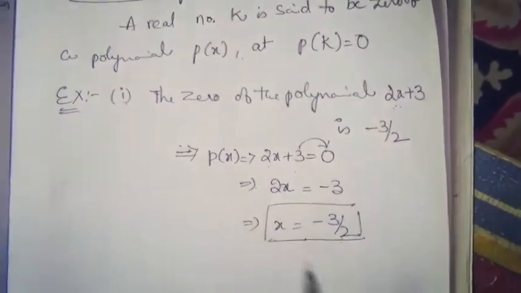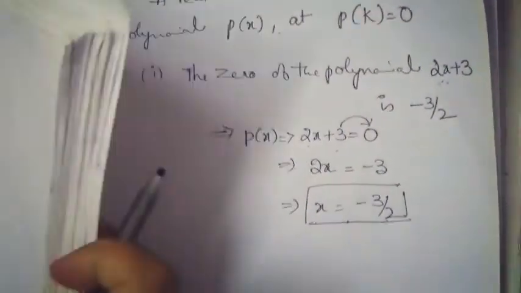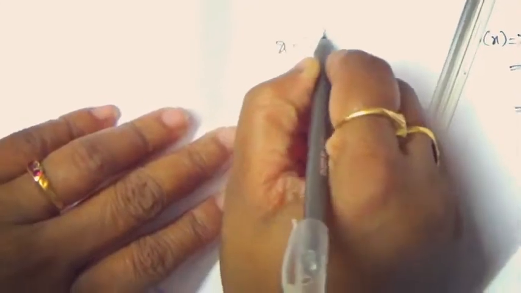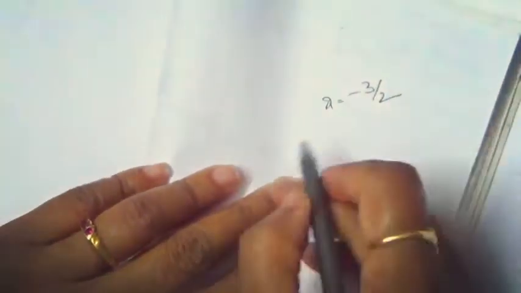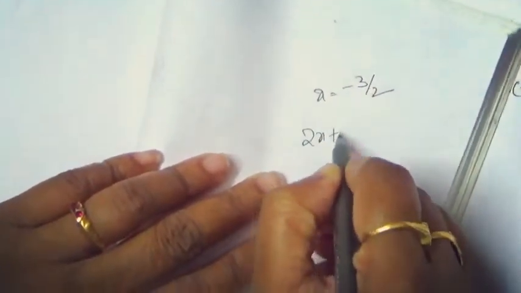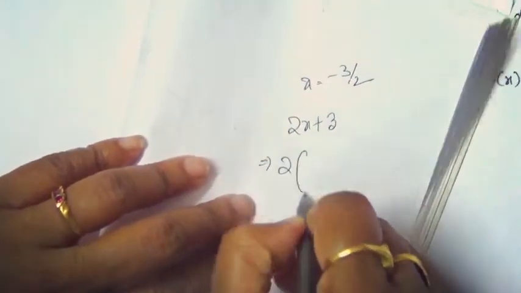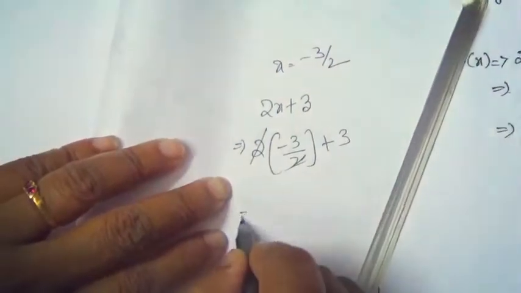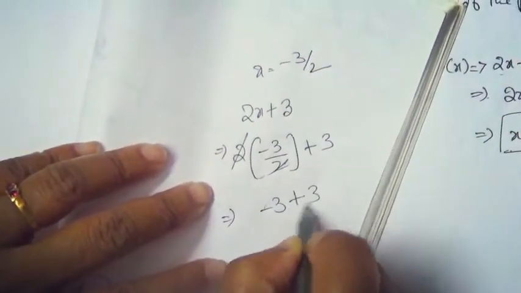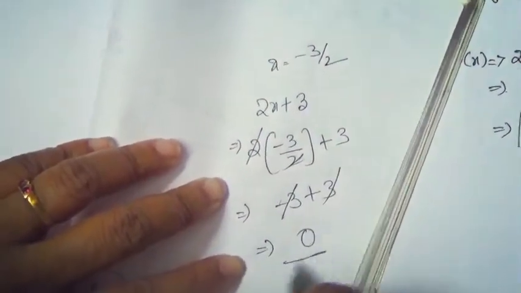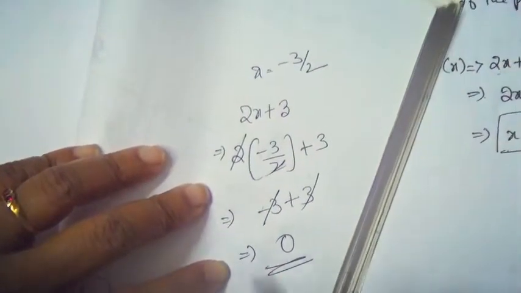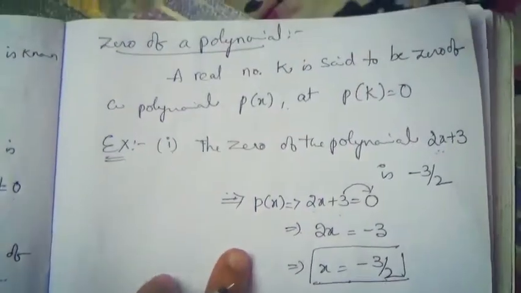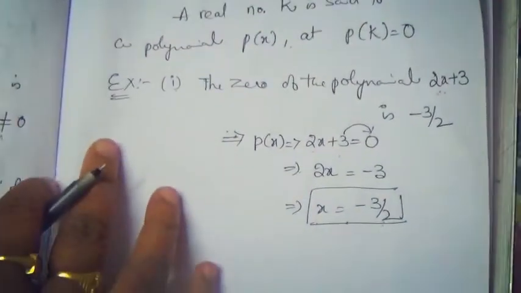Okay, I will show it on the rough paper. Look here. So x is equal to minus 3 by 2. Now, what is the given polynomial? 2x plus 3. That implies 2 of minus 3 by 2 plus 3. The 2s cancel. Minus 3 plus 3 is 0. That we call the zero of the polynomial. I think you understand well.